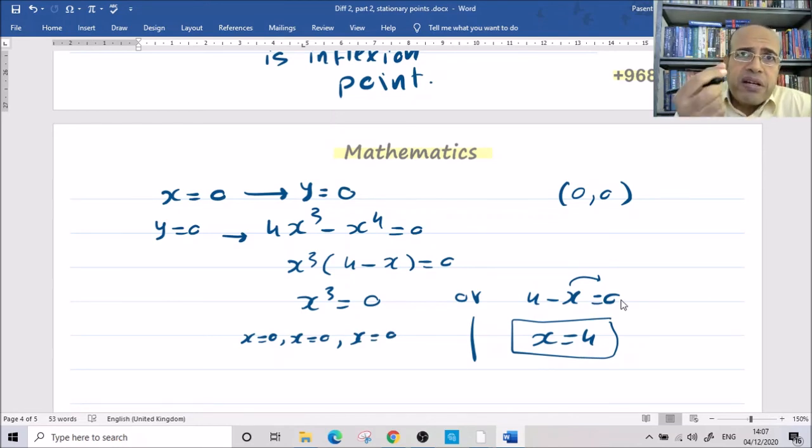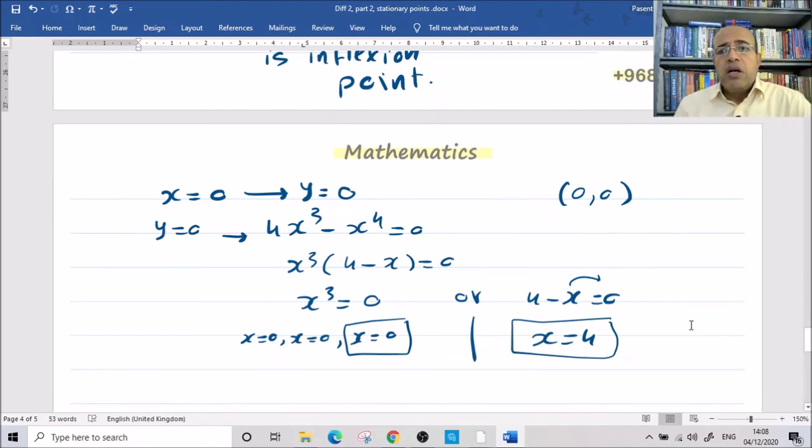It means the curve intersects the x-axis at x equals 0. Remember, if it is a single root, like x equals 4, the curve intersects the x-axis at x equals 4. If it's a double root, the curve touches the x-axis. If it's a triple root like this, the curve intersects the x-axis at x equals 0.